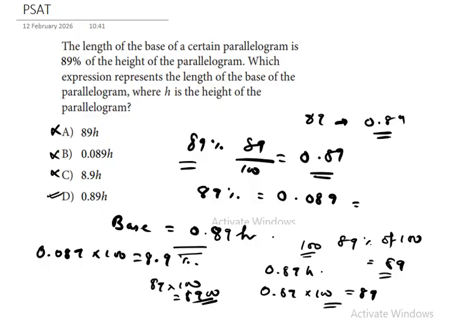So quick recap. We are told base is equal to 89% of height. Convert percent. 89% is equal to 0.89. Multiply: base is equal to 0.89h. So the correct answer is option D. So this is the whole solution, the whole logic behind this question. Okay, I hope this logic is clear to you.